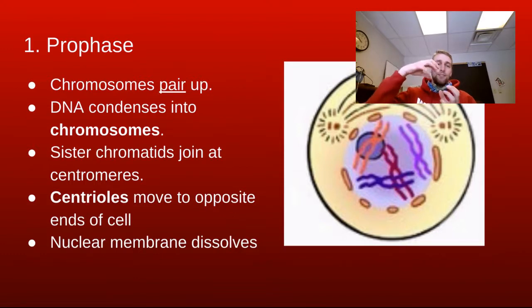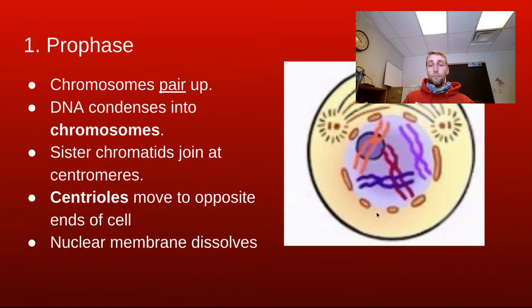The DNA condenses into these nice chromosomes. Notice how there are 2 copies of each chromatid, and they are all condensed. Other things that happen during prophase: these organelles called centrioles move to opposite ends of the cell. So there's a pair of centrioles here, and the membrane around the nucleus dissolves.